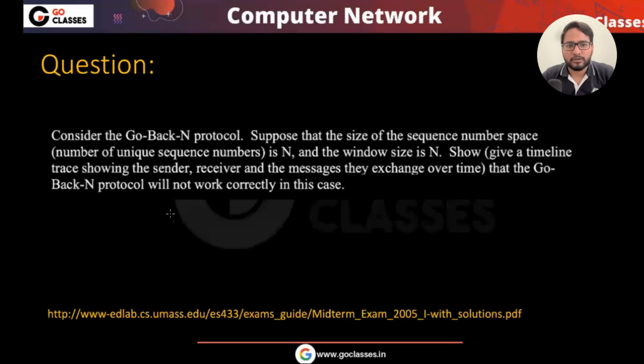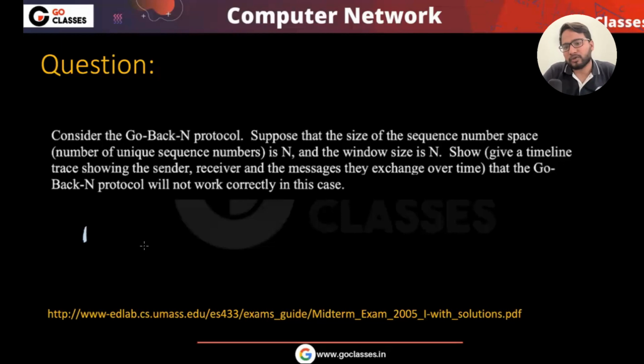Now let's just solve this question. Consider Go-Back-N, and suppose the size of the sequence number space, the number of unique sequence numbers, is n, and window size is n. Okay. So they are saying that the number of unique sequence numbers is n. Let's start from 1, it doesn't matter. If you want to have unique sequence numbers, you can start from 1, or with any number.